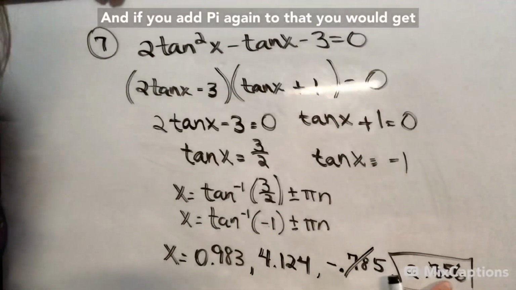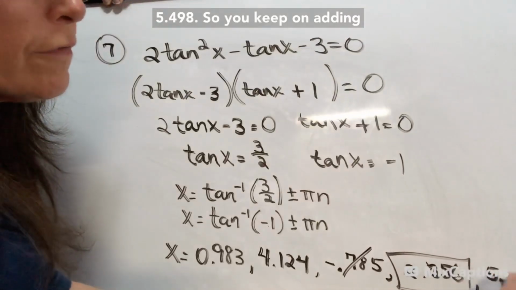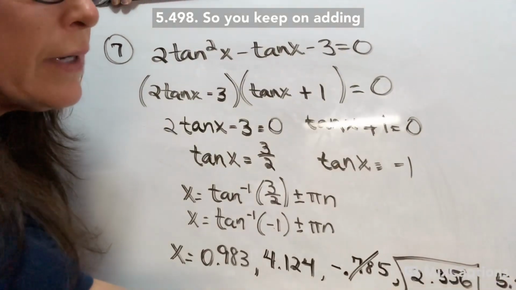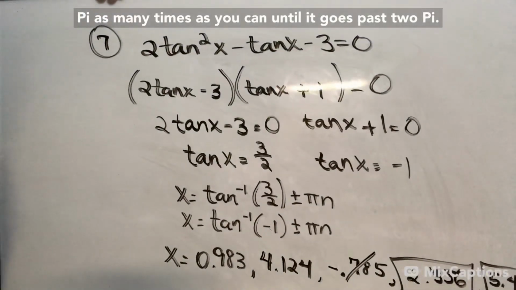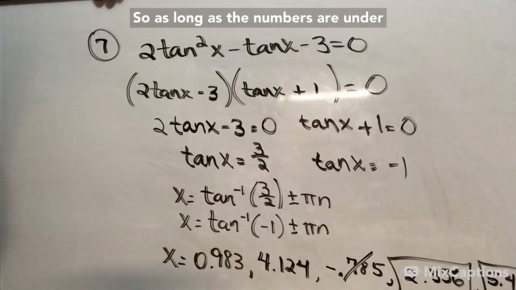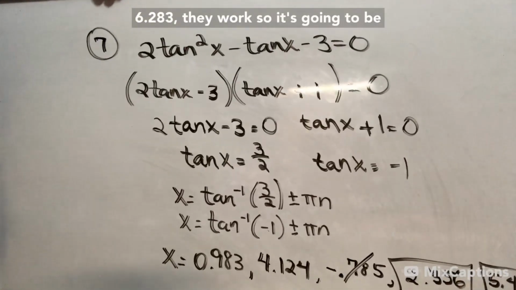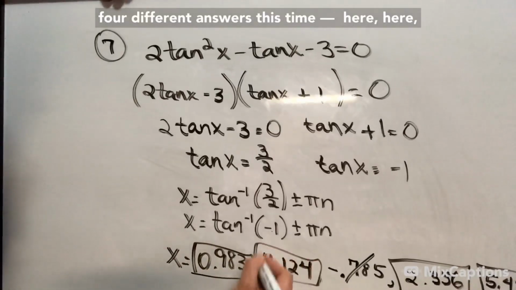And if you add pi again to that, you would get 5.498. So you keep on adding pi as many times as you can until it goes past 2 pi. So as long as the numbers are under 6.283, they work. So it's going to be 4 different answers this time. Here, here, here, and here.